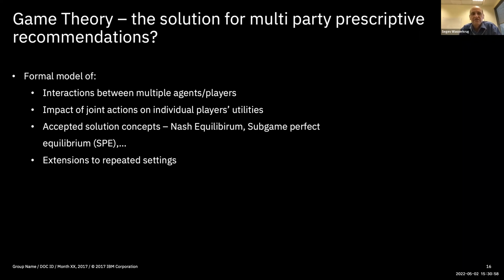And it has a lot of very promising or very good concepts, right? So, for example, it has a model of the interaction between the multiple agents or players. It has a formal model of the impact on joint actions and individual player utilities. It has these accepted solution concepts, which we're all familiar with. And also it has extension to repeated settings.